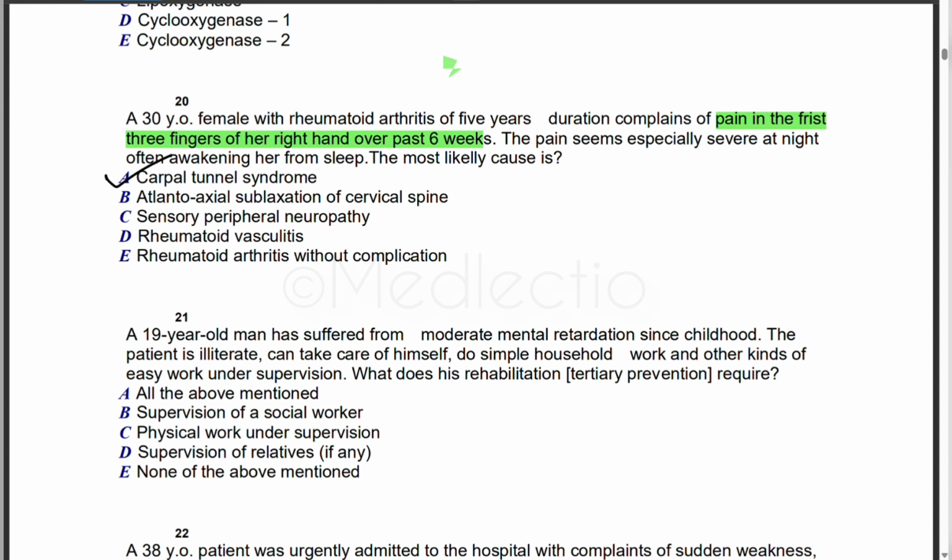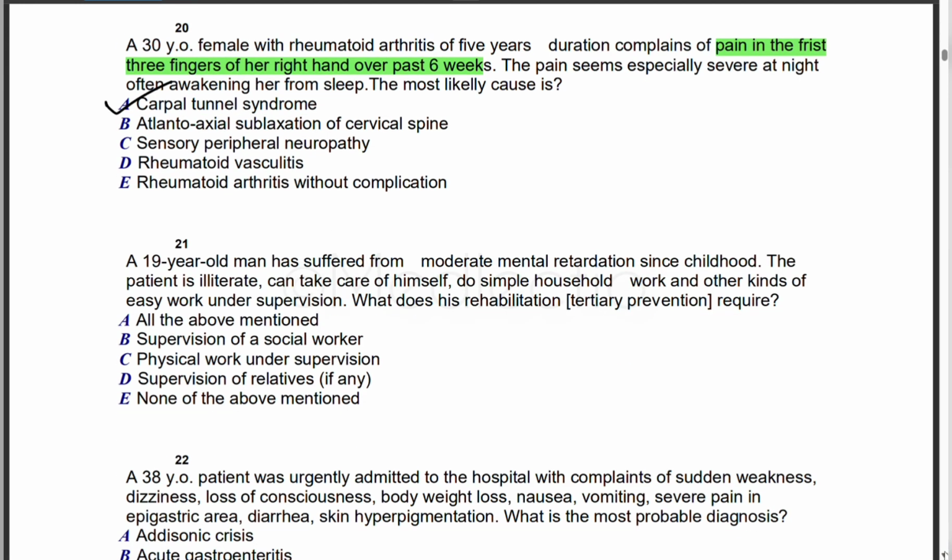Next one is an easy one, nothing to be explained. A 19-year-old man has suffered from moderate mental retardation. So we get our first hint here, moderate mental retardation since childhood. The patient is illiterate, can take care of himself, do simple household work and other kinds of easy work under supervision. So what is his rehabilitation, tertiary prevention?